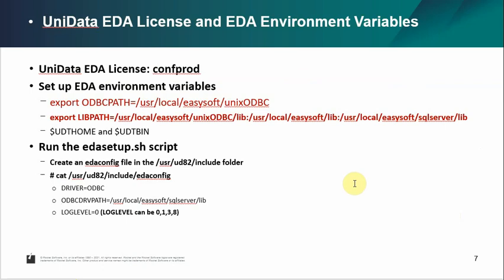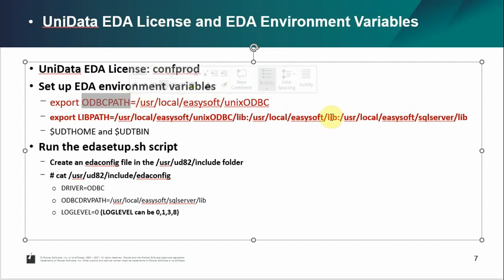On UniData, you need an EDA license, and it is also very important to set up the ODBC path. This allows the EDA driver to find libodbc. The same thing applies to LIBPATH, which is very important: this library path must be included at the front of the LIBPATH. You might have additional LIBPATH settings, but make sure these three paths are in the LIBPATH at the beginning.